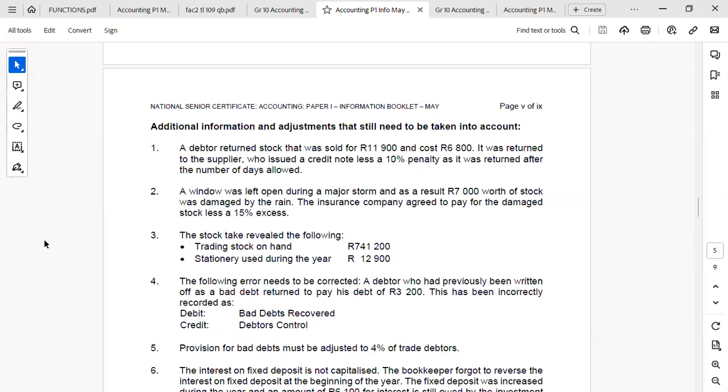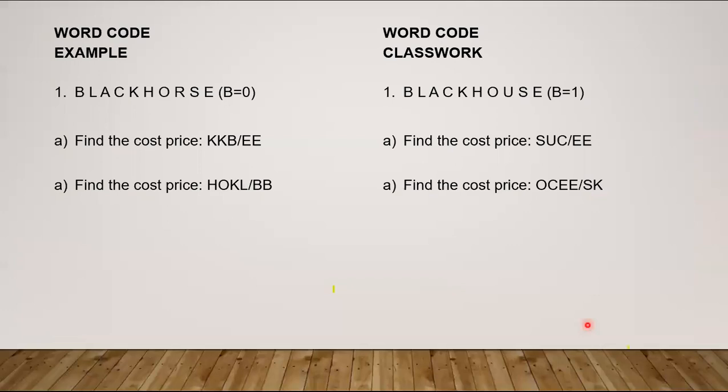Yes. Okay, this is just me showing you where you're going to use this and how important it will be for you later on. Let me just finish this video quickly. I'm going to teach you how to calculate cost of sales using word code. I don't think businesses still use the word code.